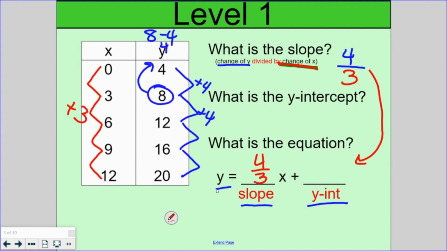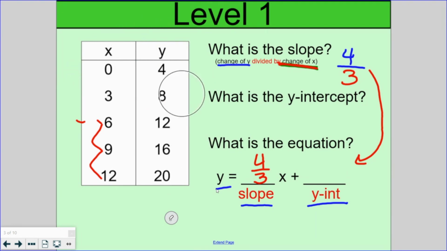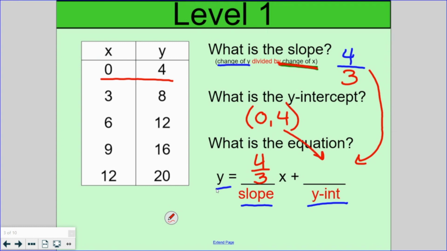Our y-intercept is actually really great to see from a table, especially if our table has where x is 0. We know our y-intercept is where it crosses the y-axis, and the point is going to be where x is 0. So the point where it crosses our y-axis is at (0, 4). For our y-intercept, we just take the y value of that, which is 4. So the equation of the line that matches this table is y equals 4/3 x plus 4.